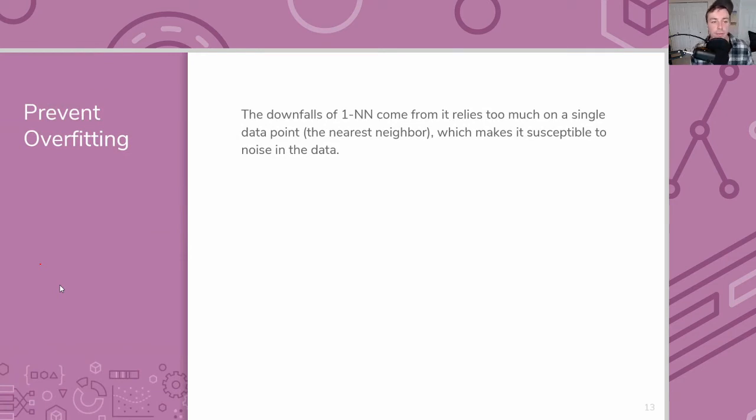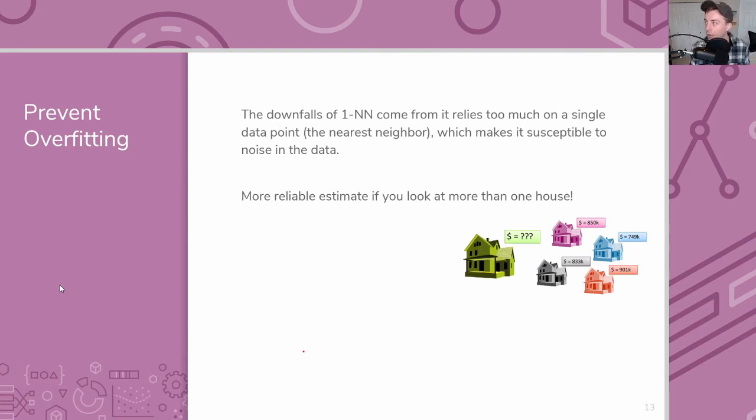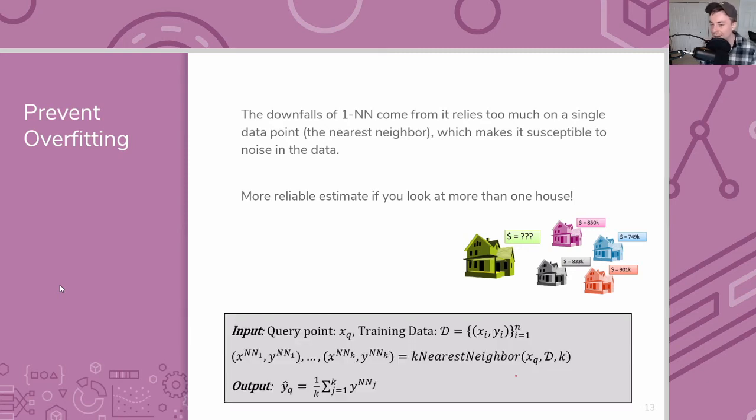So how might you prevent overfitting? Well, the downfall of one nearest neighbor comes from it relying too much on a single neighbor, which makes it susceptible to data that's very noisy. So a fairly intuitive idea is, if you want a more reliable estimate, look at more than one house. So instead of using one nearest neighbor, make it k nearest neighbors, and predict the average of those k nearest neighbors. This idea of looking at more houses to make your result less variable should be a little intuitive from what we discussed before. The details of how you make that prediction with k nearest neighbors are a little bit trickier, but that's the key idea.